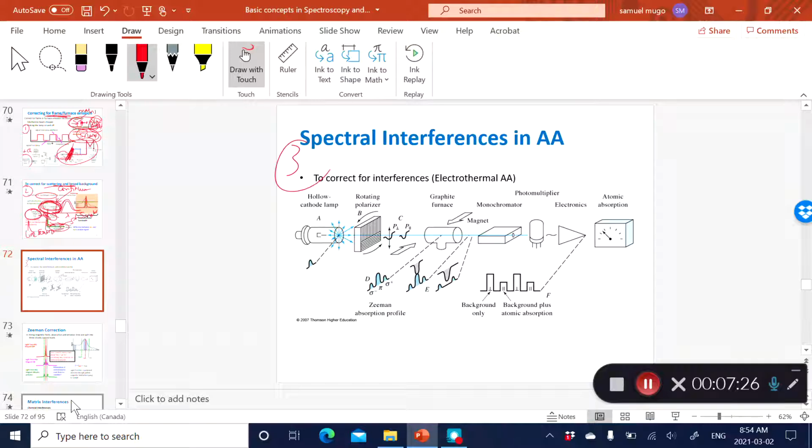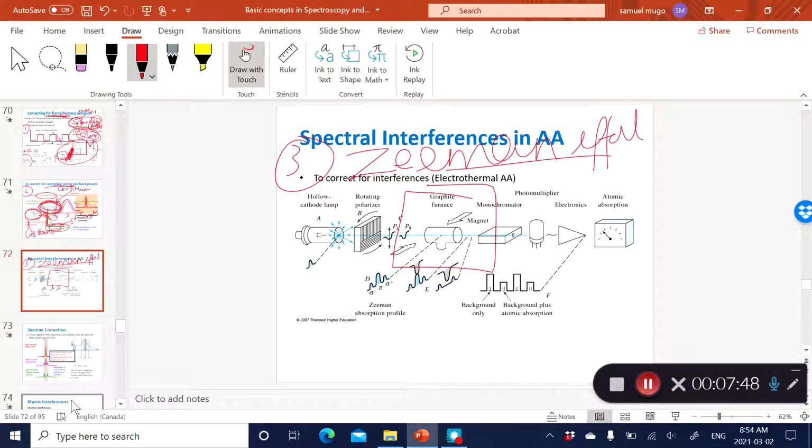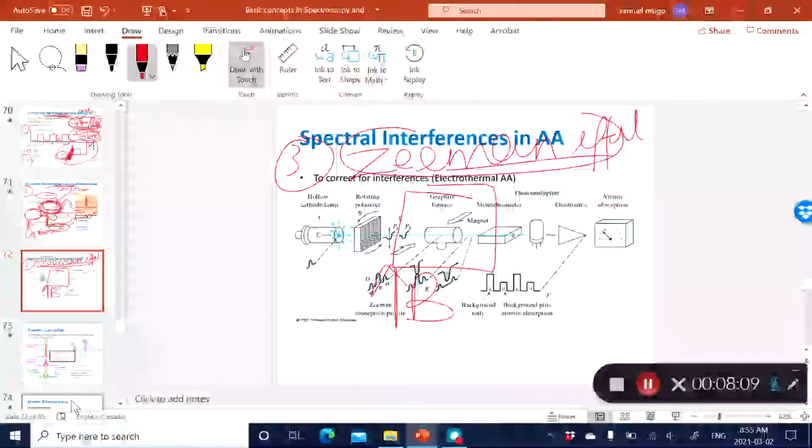Another method of doing background correction is what they call the Zeeman effect. And I think I mentioned it previously when we were talking about band broadening. Now, the way the Zeeman effect works, in this case, you've got the furnace, and you expose it to a magnetic field. So if you expose this to a huge magnetic field, we know that based on the Zeeman effect, if the magnetic field is on, it tends to split the line source into a continuum.